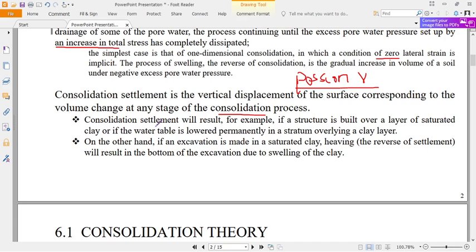So when the settlement occurs, when there is a reduction in volume of water, when the water reduces, there is a depression. This is common. When the water reduces, there is settlement, a reduction in volume. On the other hand, if an escarpment is made in a saturated clay, even the reversal of settlement will result in the bottom of the funnel due to the swelling of the soil.